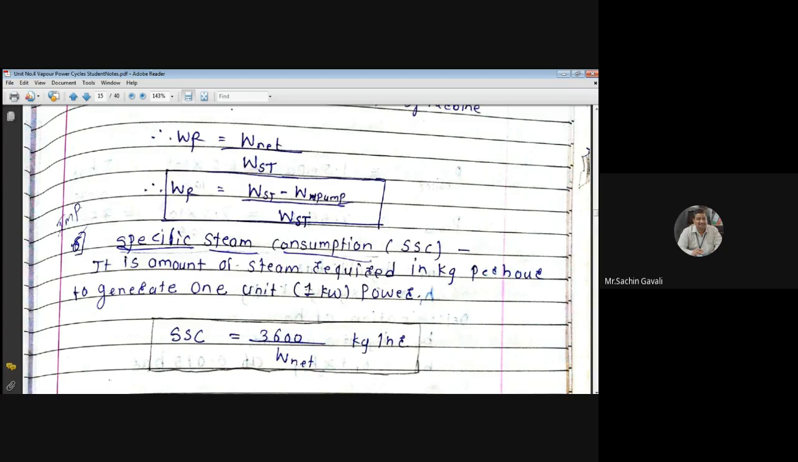And lastly, we have defined on that day specific steam consumption. What is specific steam consumption? It is the amount of steam required in kg per hour to generate one electrical unit of power, which is 1 kilowatt hour. Therefore, SSC is equal to 3600 divided by W net, and the unit is kg per kilowatt hour. Specific steam consumption is the amount of steam required to produce one electrical unit of power, 1 kilowatt hour.